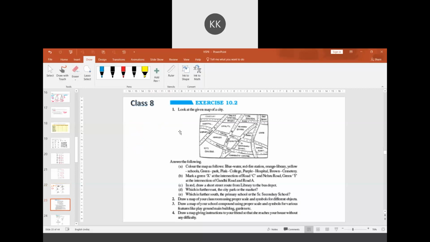Here in the next exercise, we have a question related to a map. You have to answer this. Yes, sir. Color the map as follows: blue for the water, red fire station, orange library, yellow is for school, green for park, pink for college, purple for hospital, brown for cemetery. There are different places mentioned here. Accordingly, we have to put the color.